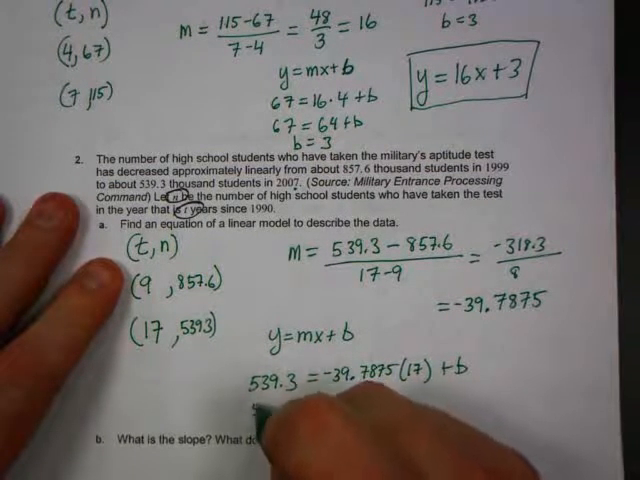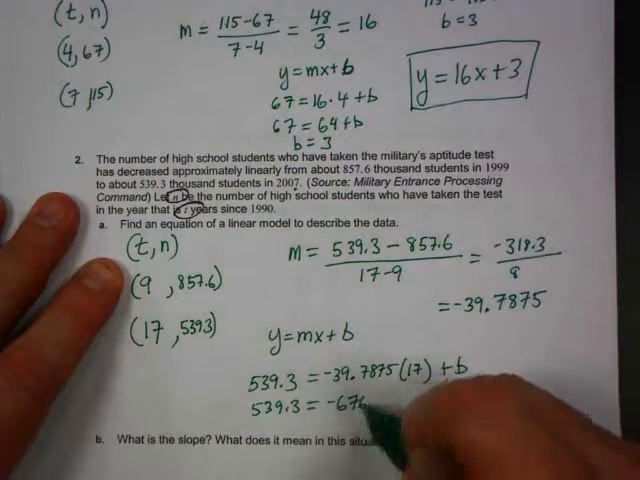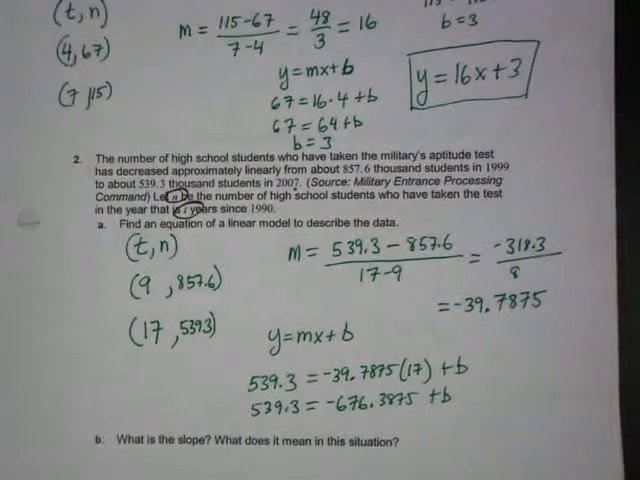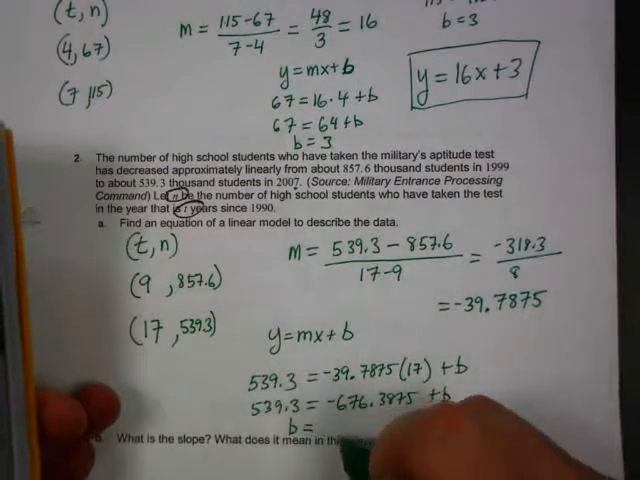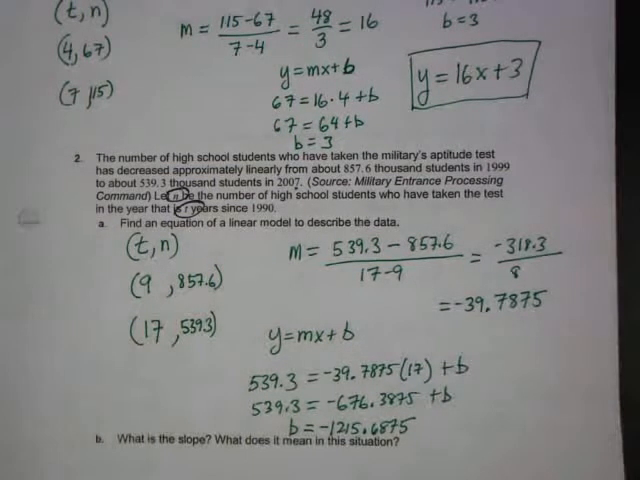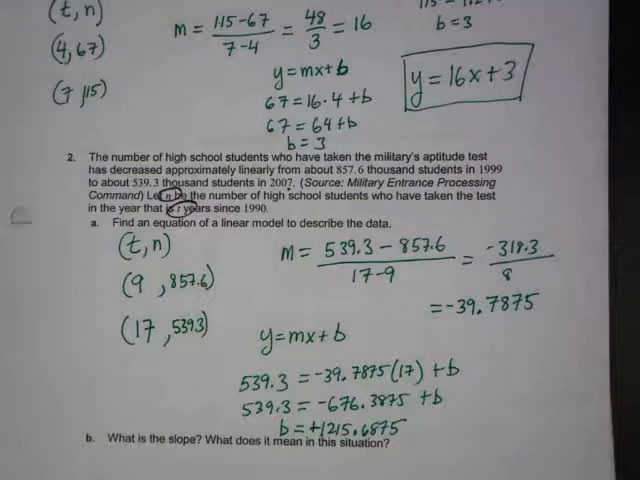That means I have 539.3 equals negative 676.3875 plus b. And then finally, to add that big number to the other side, I get b is 1215.6875. Won't it be positive? Positive, yes, thank you. Because I have to add the 676 to the other side. Positive, yes. I don't know why I wrote negative.